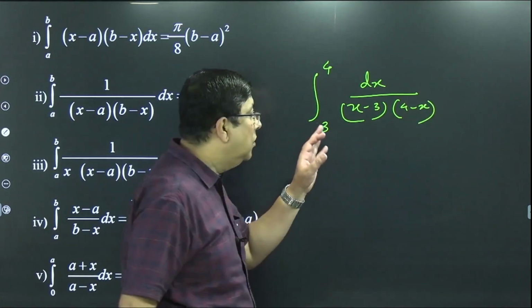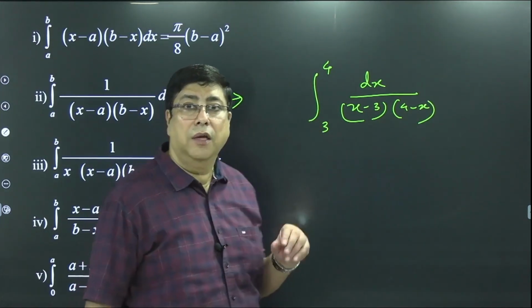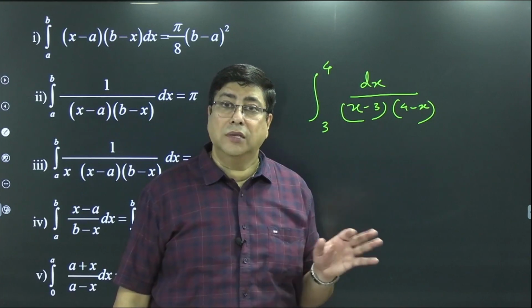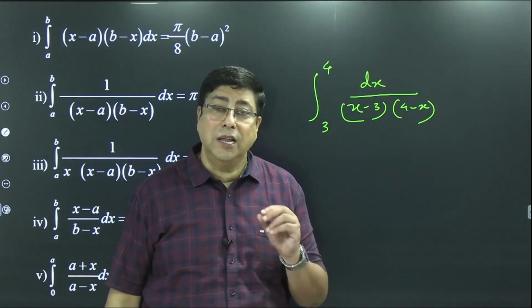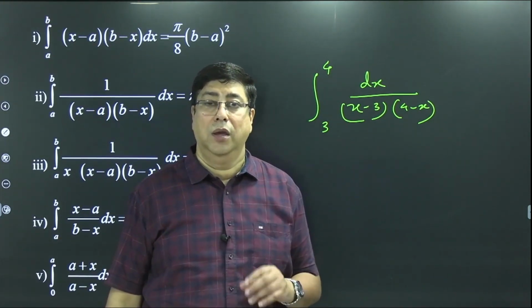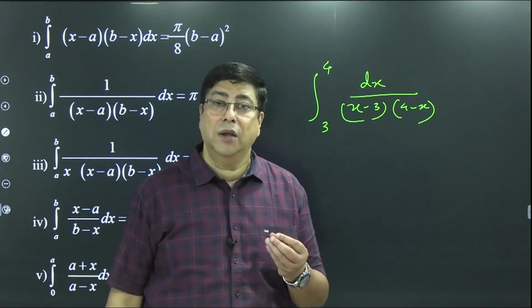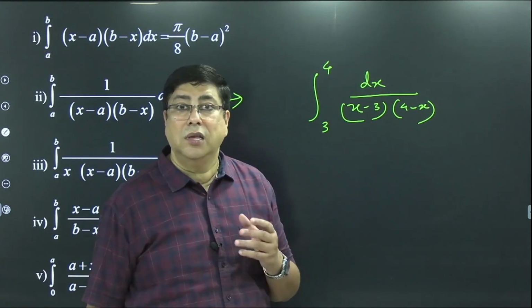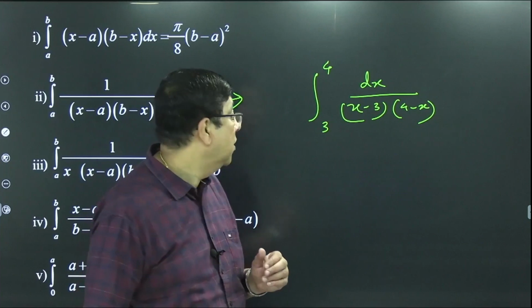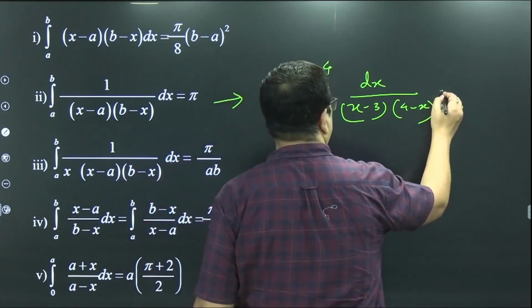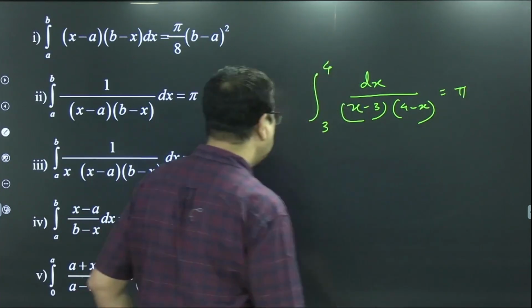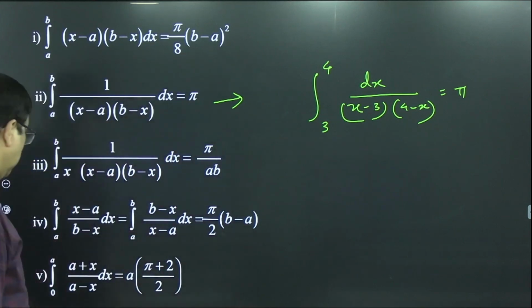Everybody, this type of sum, if we calculate it in the examination hall, takes a lot of our time, at least 3, 4, 5 minutes. And if we can learn this, it becomes much easier for us. We can save our time. So this comes out to be pi. So you must remember and learn these formulas.